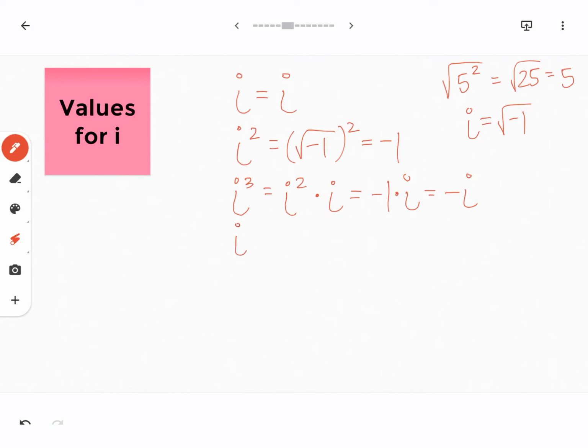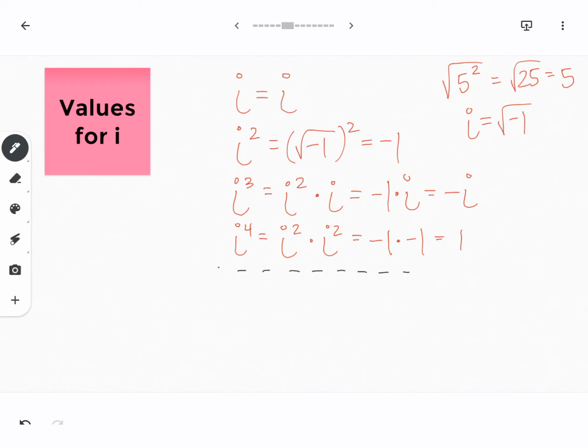Okay, if I keep going, i to the 4th. Again, if I rewrite it, and you can rewrite this multiple ways, but I'm going to do i squared times i squared. Again, 4 is 2 plus 2, so this works. We can add our exponents together, so I haven't changed it. But I know both of those i squareds are -1. And then when I do that multiplication, -1 times -1 is a +1. These first 4 are the super important ones, so if you need to pause it and re-listen to where I got any of those values from, feel free.